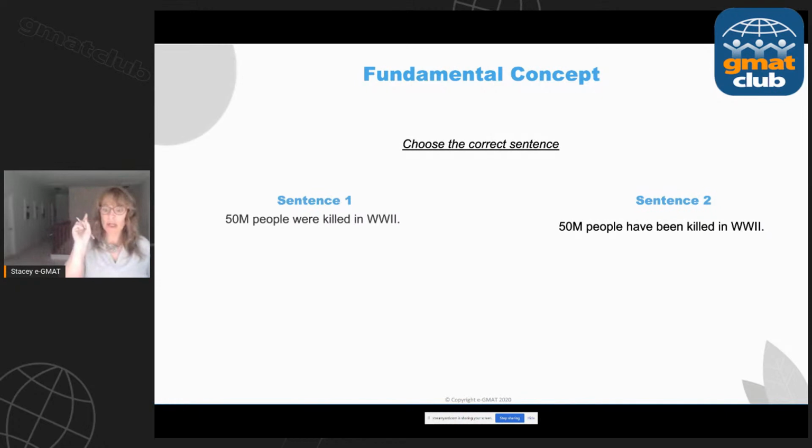30 seconds, go. Once we get the link in the chat, or you don't even need to click on the link, just think in your head. Which one is correct? Sentence 1 or sentence 2? 30 seconds.